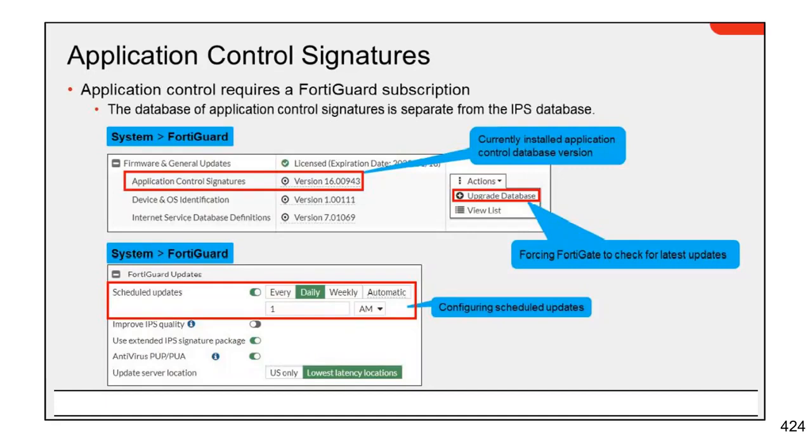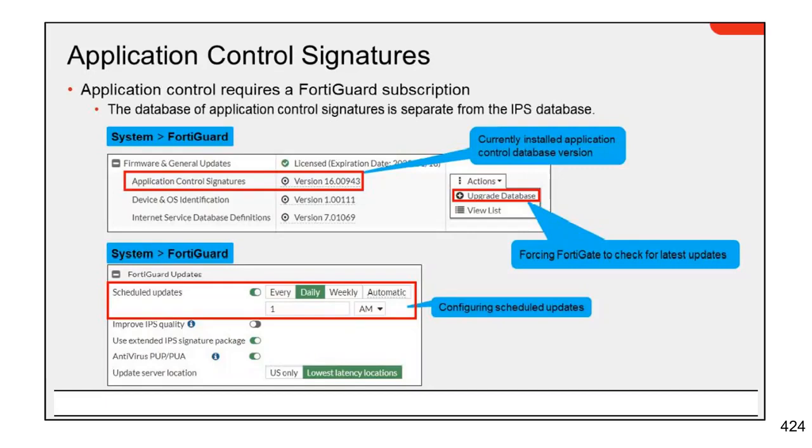Okay, so let me answer that as well. Application control requires, first of all, a subscription to the FortiGate application control, right? So you have to have a licensed device. Your licensed device should have the application control feature enabled on it. The database for the application control signatures is separate from the IPS. Remember this, the database for the application control signature is separate from the IPS database.